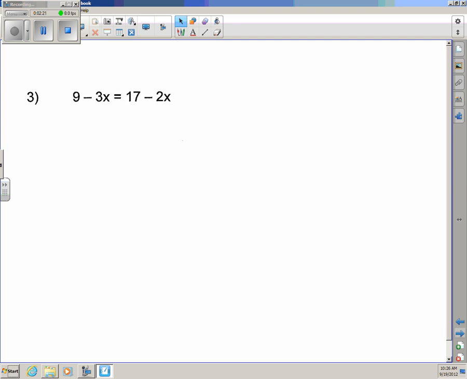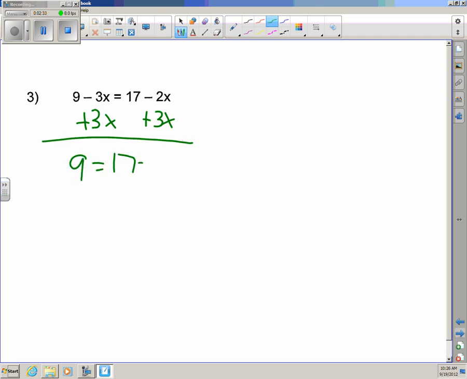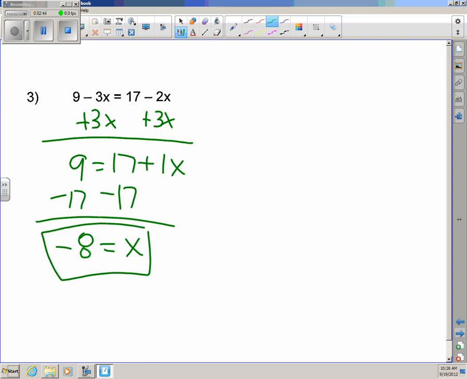Again, choose a side for the variables to go on. I'm going to choose the right-hand side. So I'm going to add 3 to both sides. Really, it's add 3x. And then I'm going to get 9 equals 17 plus 1x. If letters went to the right, numbers without letters go to the left. Subtract 17 on both sides. And negative 8 equals x.